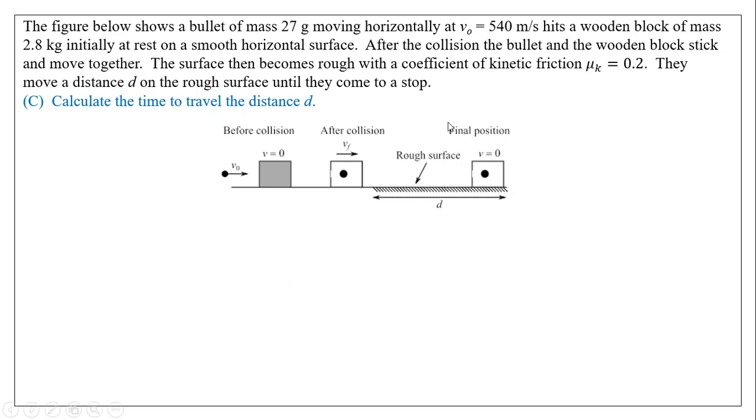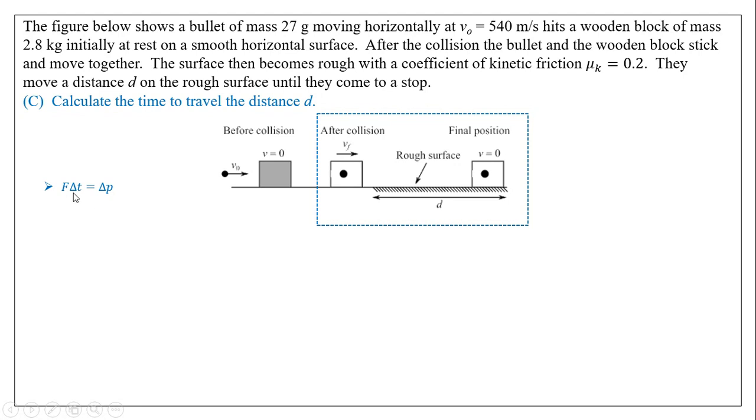Okay. Here we just calculate the time to travel the distance d. The distance d is not given to us in this particular problem, but we know that it travels some distance before it comes to a stop. So I want to focus my attention on the second part of the diagram here, because this is where the rough segment is. Okay, to find time, there's a bunch of different ways, in no particular order.